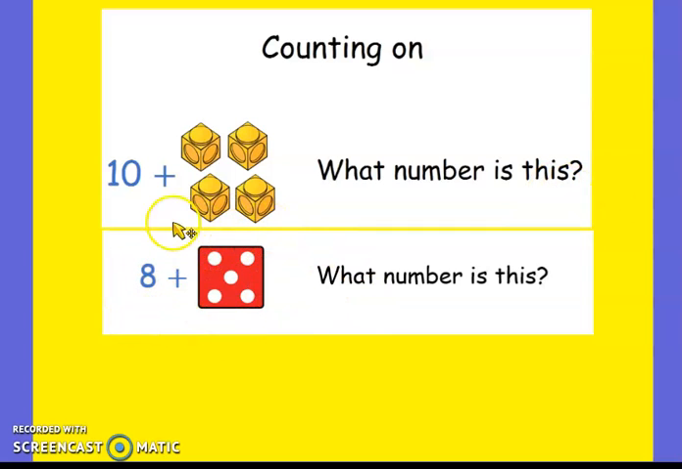Have a look. Work out what number this one is. Can you work it out by counting on? That's right. It's 8, 9, 10, 11, 12, 13. So that one is 13.